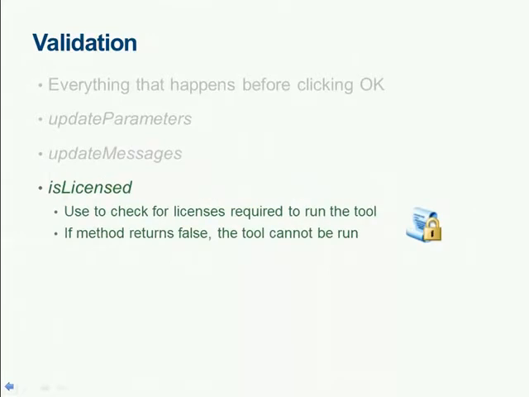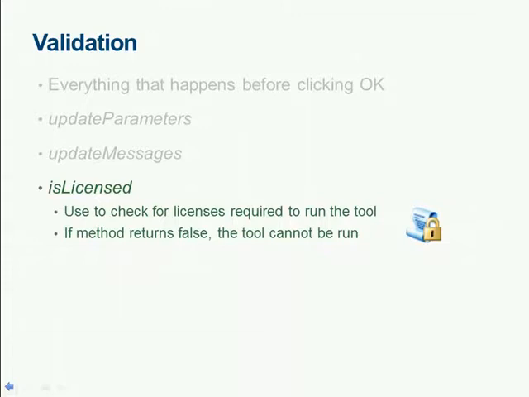IsLicensed is one of the new functionalities of a Python toolbox that gives us the opportunity to test whether licenses exist that we know our tool requires. This method is just looking for a return value of true or false. If the method returns false, then the tool cannot be run. What we'll see is a little lock icon on top of the tool. If you attempt to double-click or run the tool, you'll receive an error indicating that the tool is not licensed.